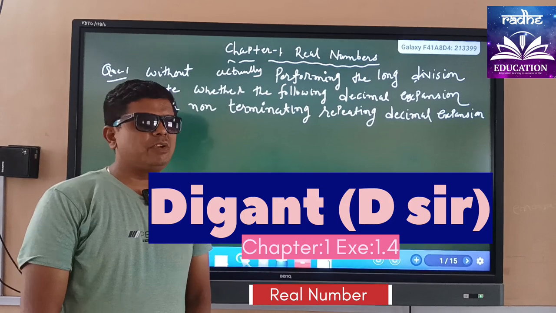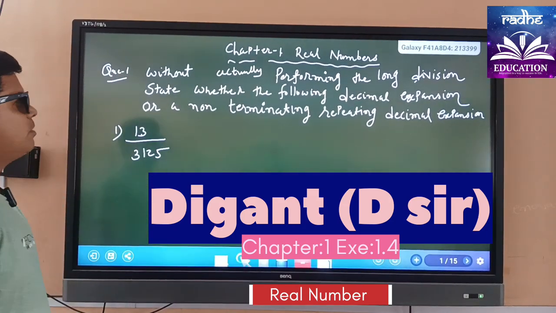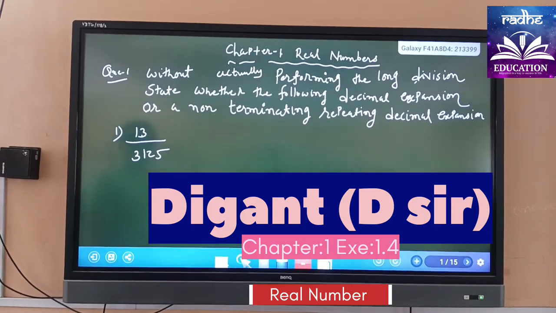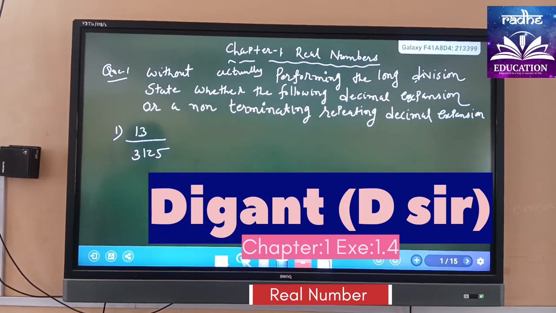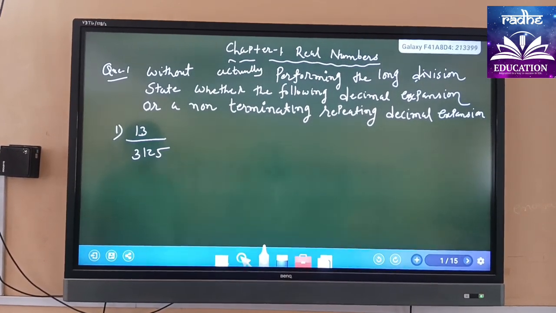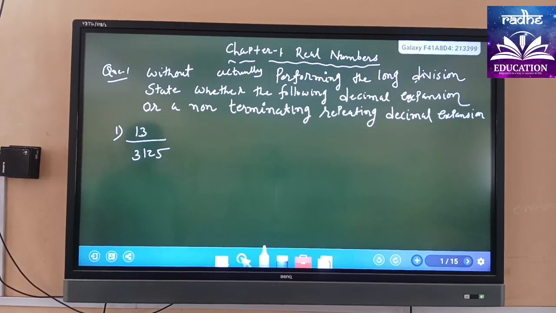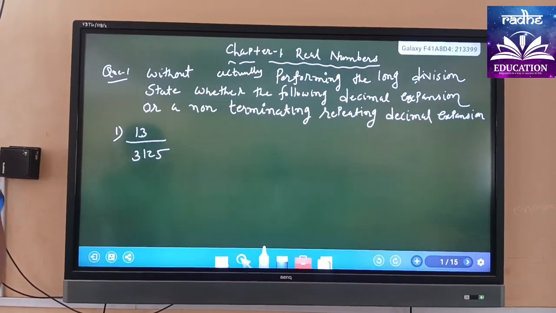We will start with chapter number 1, real numbers, exercise number 1.4. Look at the question. Question number 1. Without actually performing the long division, state whether the following decimal expansion is a terminating or a non-terminating repeating decimal expansion.